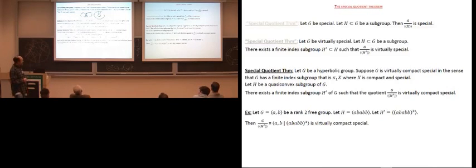You have a group that's special. What does that mean? It means it's just a subgroup of a RAAG. You take a subgroup H of the group, and you quotient by the normal closure of that subgroup. And the result is again special. That's the special quotient theorem. So you have a group, you have a subgroup you don't like, you kill that subgroup, and you're again special. You can kill subgroups of special groups and you're still special.